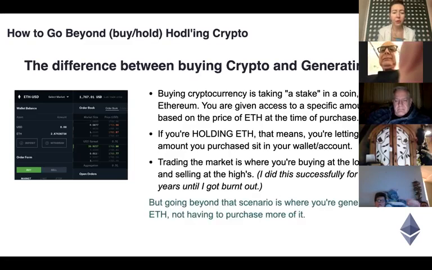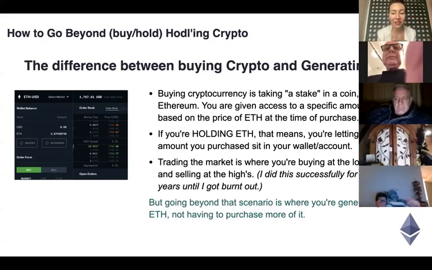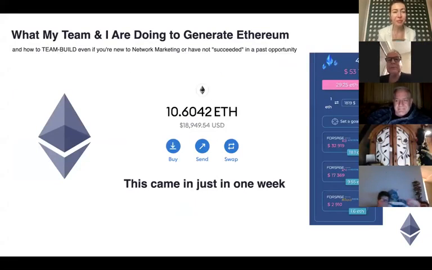Yeah. So going beyond that scenario is where you're generating Ethereum or Bitcoin, not just having to purchase more of it. A lot of people go cockeyed looking at me when I say, "Oh no, I don't buy ETH. I make ETH." Like, how do you do that? Are you a miner? No, I'm not a miner. However, if I had a time machine, I would go back in time and I would be an ETH miner for sure in my next lifetime.